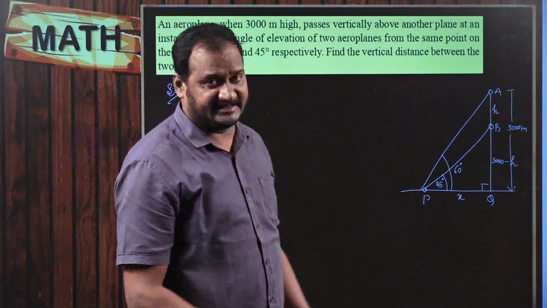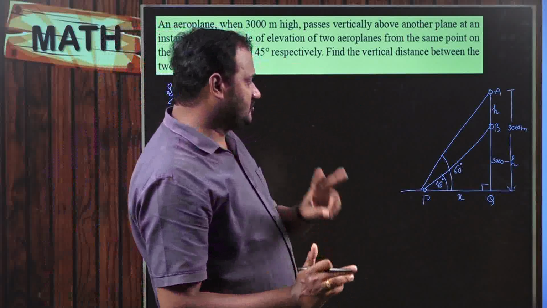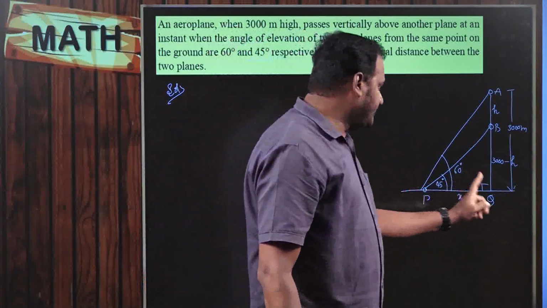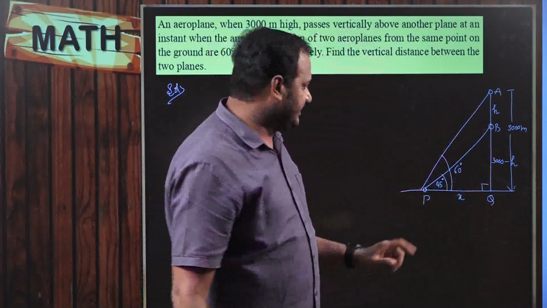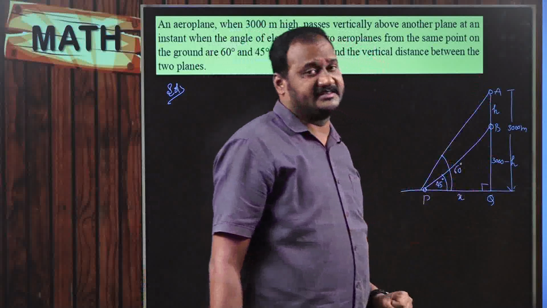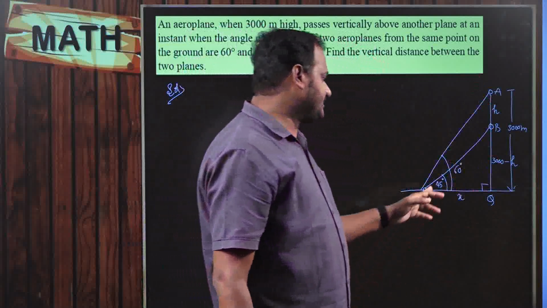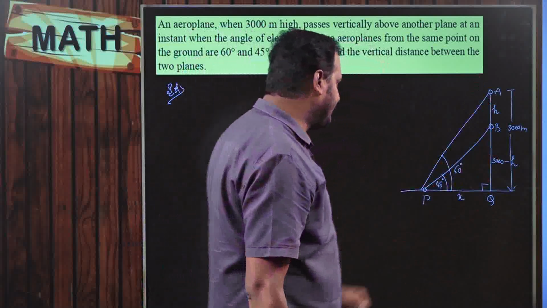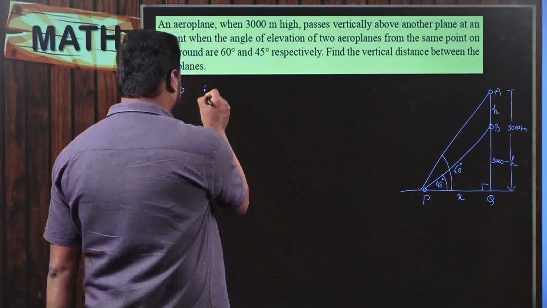Now I am going to answer this problem and try to understand the situation. See, there are two right angle triangles again. PQB is the first right angle triangle. PQA is another right angle triangle. First I am going to consider right angle triangle PQB.